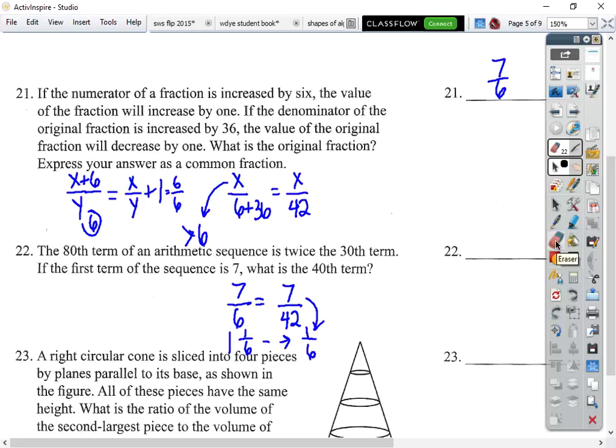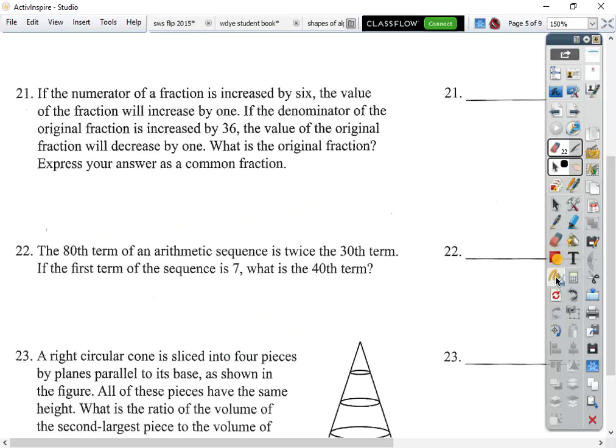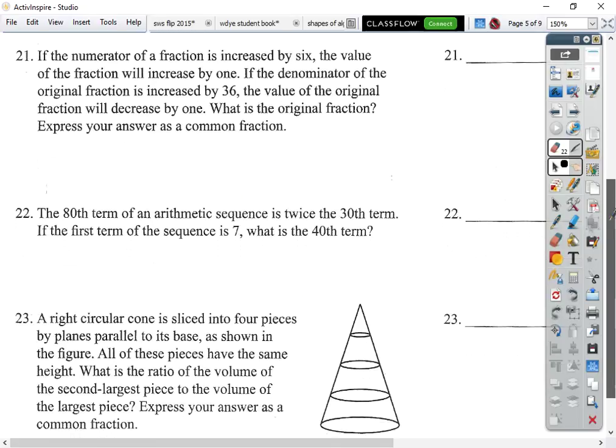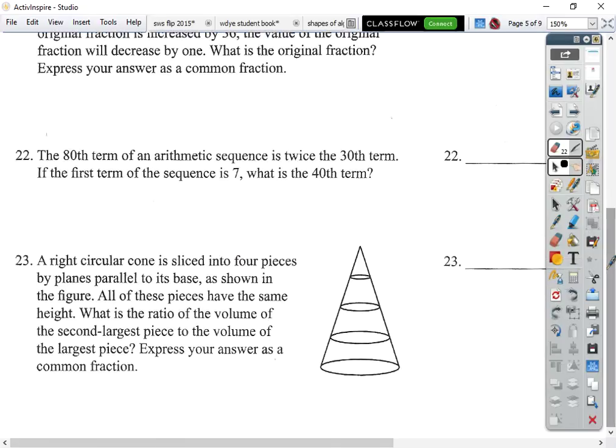So let's look at the next one. All right. We have the 80th term of an arithmetic sequence is twice the 30th term. If the first term of the sequence is 7, what is the 40th term? This one is an interesting one, and one that you can once again go about a bunch of different ways, and this is how I did it.